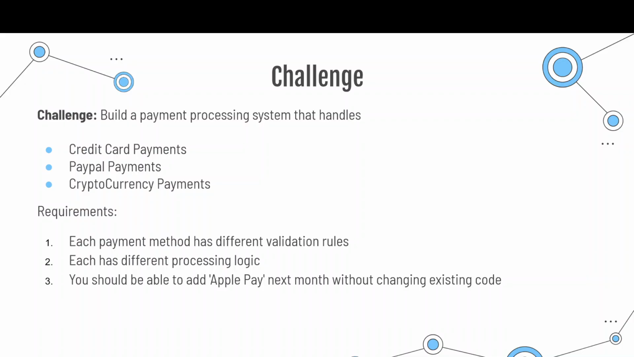So you could build a payment processing system that handles credit card payments, PayPal payments, cryptocurrency payments. So just imagine that your users have to choose either of these payments when they are visiting your solution, and then every payment will have its own validation rules, its own processing logic, and then hey, next week or next month you should be able to add Apple Pay without changing existing code. So you could just demonstrate this using the factory method.